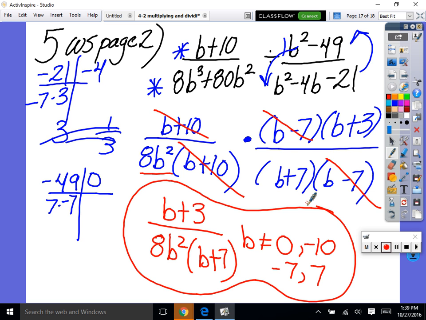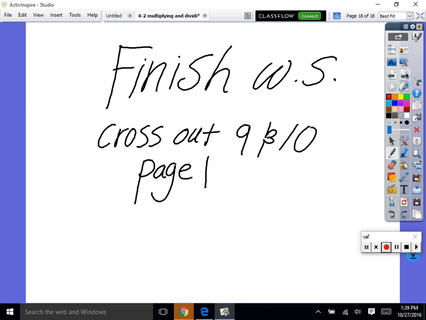Everybody understanding? Okay, so now you know how to divide. So finish your worksheet. Cross out 9 and 10 just because it's extra practice. It's like too much practice, and I don't want to assign too much. I'm feeling warm and fuzzy, I'm like, they're good at this point. So cross out 9 and 10 on the front worksheet, not on the blue. Erase that if you did that. Go to the white, the front, and cross out 9 and 10.